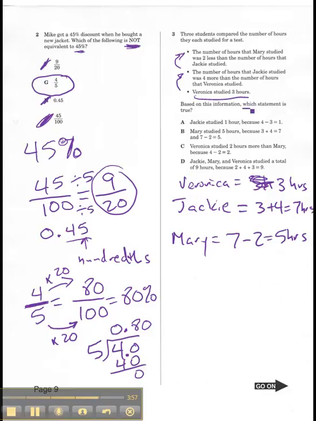We're trying to find which statement is true, the true statement. A says Jackie studied 1 hour. We know that's not true. Jackie studied 7 hours. So let's cross that one out. B says Mary studied 5 hours because 3 plus 4 equals 7, and 7 minus 2 equals 5. Well, that's exactly what we did to figure out that Mary studied 5 hours, so the answer choice is B. Let's rule out the other two, if we have the 30 seconds left.